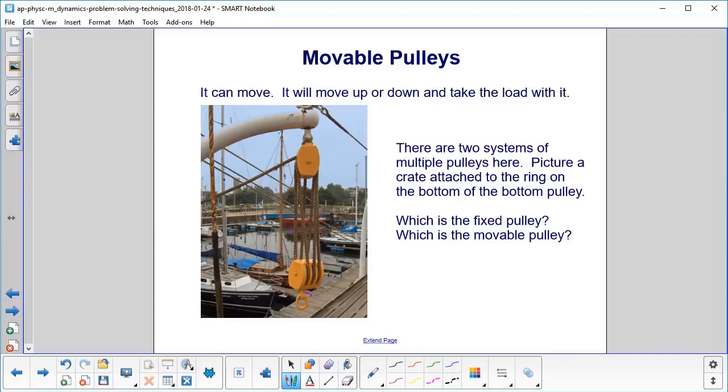And just one more hint. See this loop here? This is where you'd hook on some kind of load right at the bottom. And you'd be pulling on this rope and that would lift the load up. So which is fixed and which is movable?